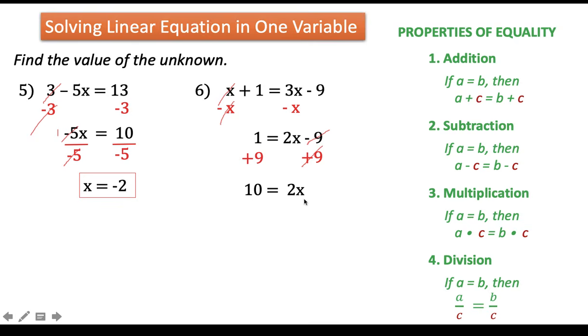Then finally, divide both sides by 2, so that 2 divided by 2, we are left with 1. And 1 times x is x. Then on the left side, 10 divided by 2 is 5. Therefore, the value of x is equal to 5.